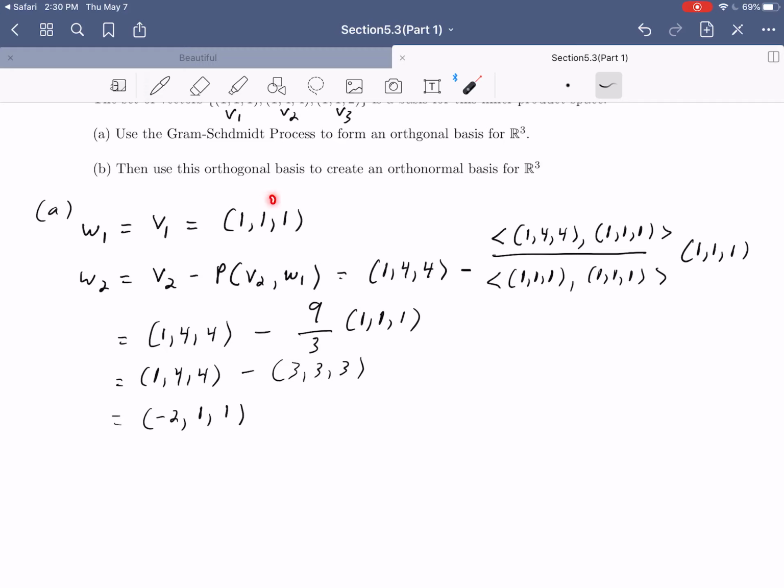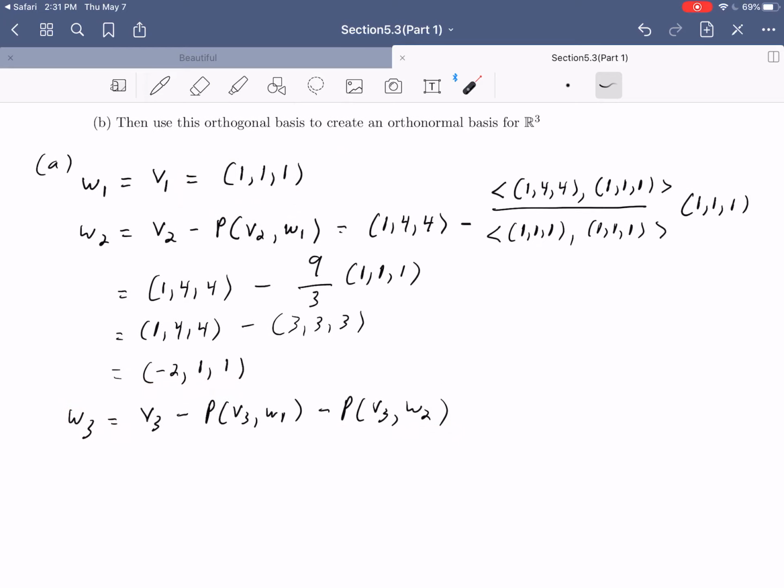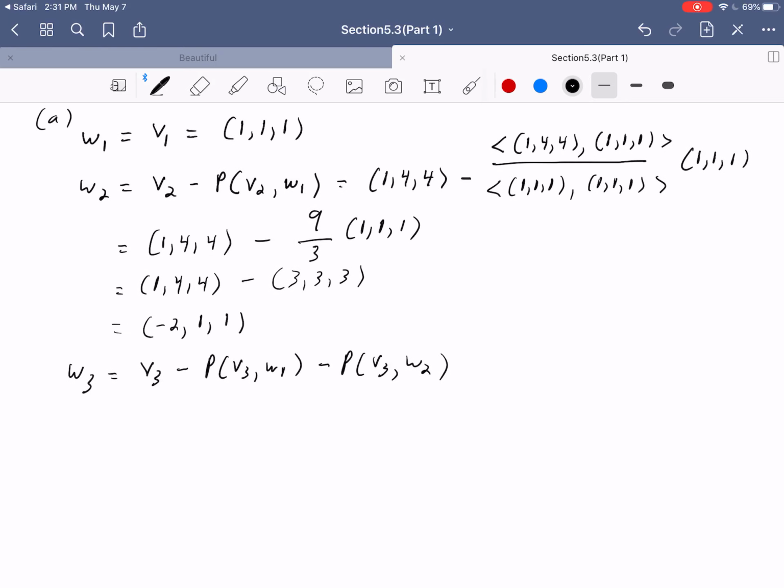Let's just check real quick. Is this really orthogonal to this? Well, (-2,1,1) with (1,1,1) does sum up to 0, so it is definitely orthogonal. Now we're going to build W3. W3 is going to be V3 minus the projection of V3 onto W1 minus the projection of V3 onto W2. Subtracting the first projection assures that W3 is orthogonal to W1, and subtracting the second ensures that W3 is orthogonal to W2.